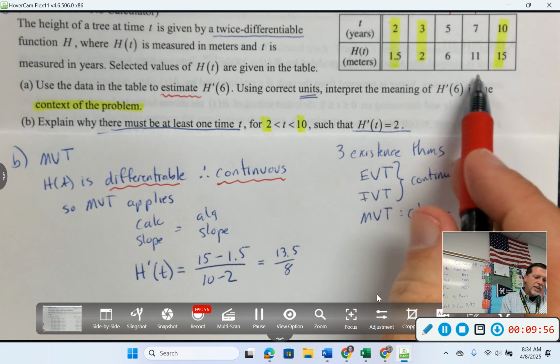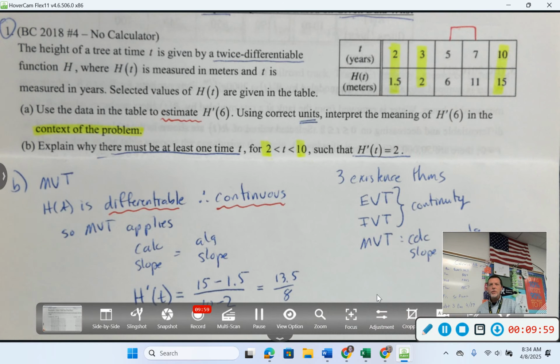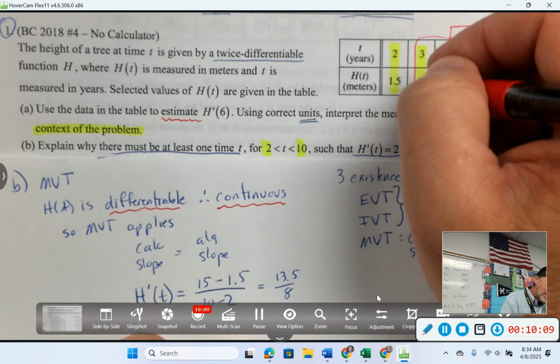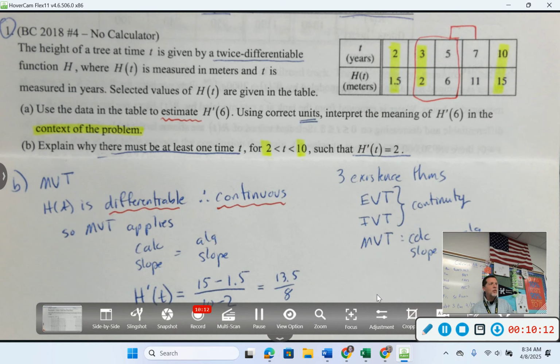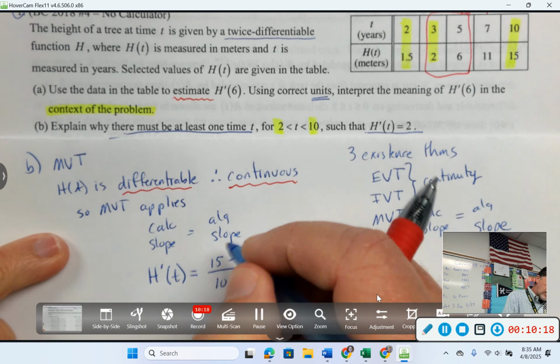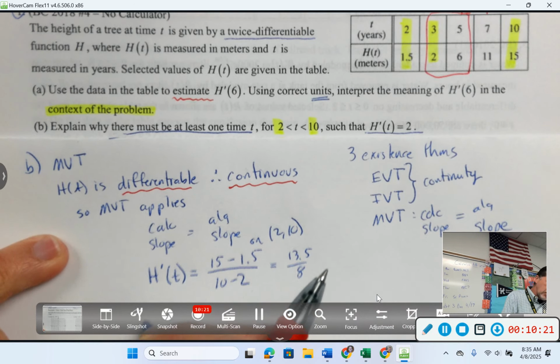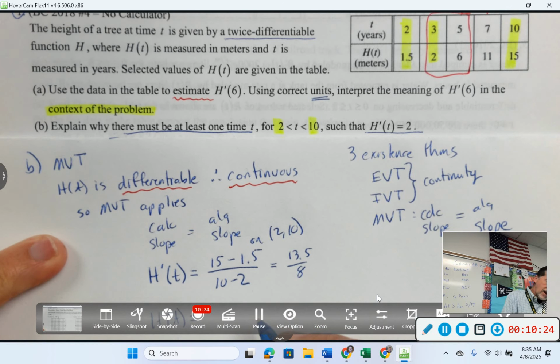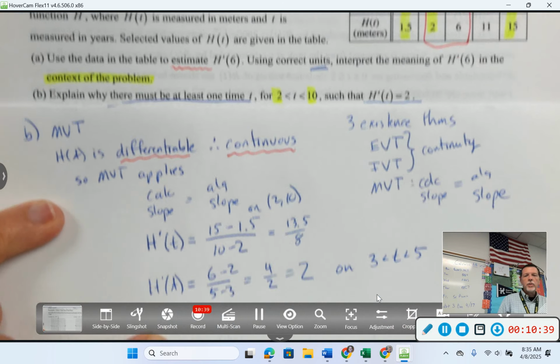Can you spot two values whose slope would be 2? This is where you've got to be kind of quick with the math. Caden, you're nodding. James? Yeah, these would give me a slope of 2, because the change in y is 4, the change in x is 2. So we tried 2 to 10, that didn't work. So let's try 3 and 5. 6 minus 2 over 5 minus 3 equals 4 over 2, which is 2, on 3 to 5.